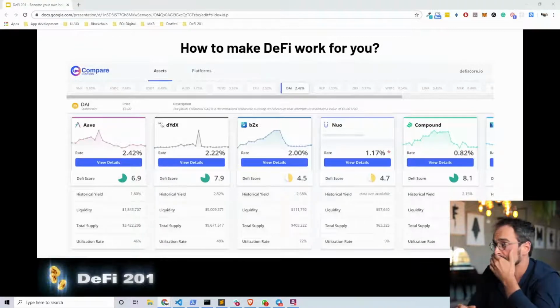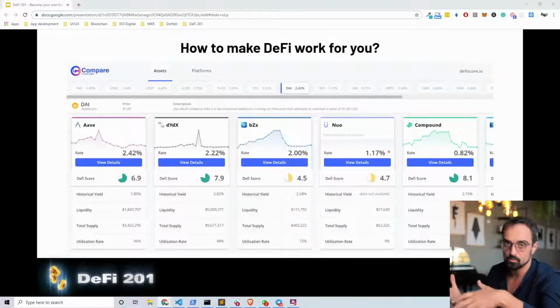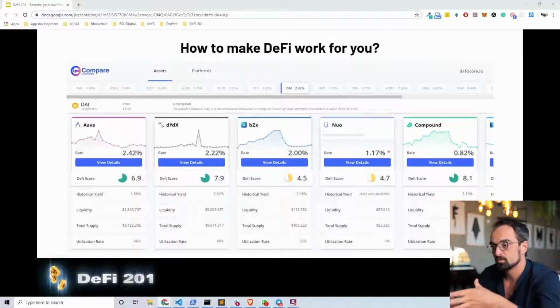All right. So there's a couple of different strategies that we can follow if we want to make decentralized finance, DeFi, work for us. We can set up some trading robots. We can invest our stable coins, etc. We will explore some of these tactics more in depth.